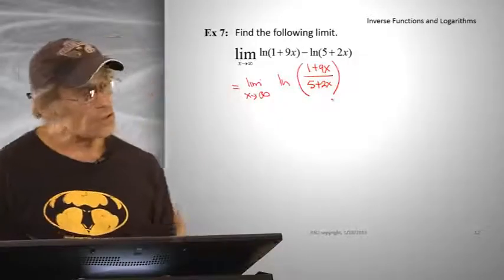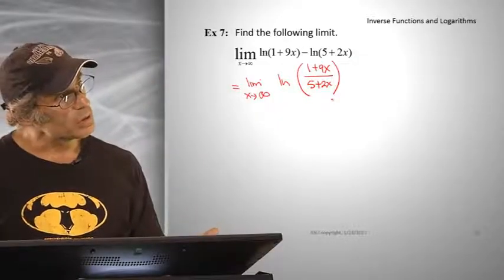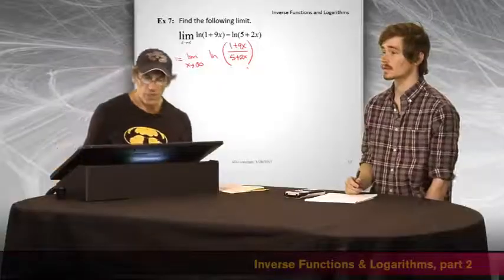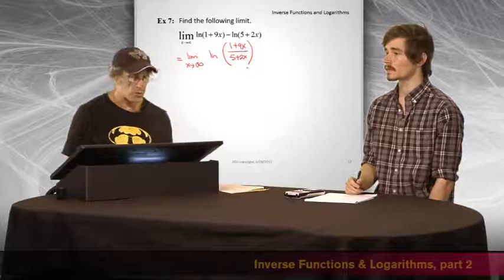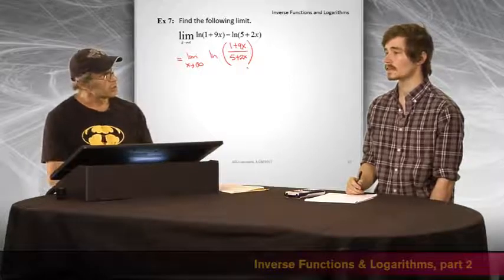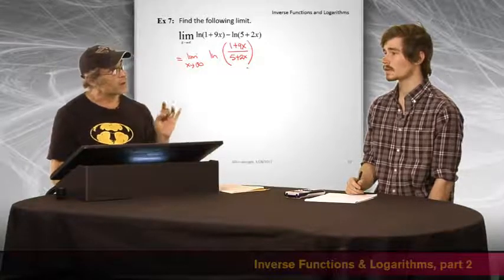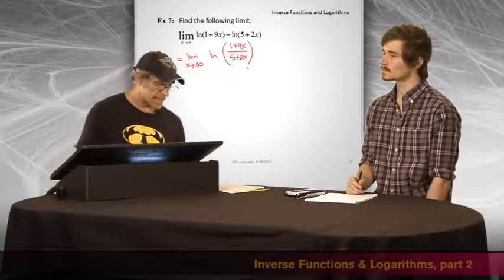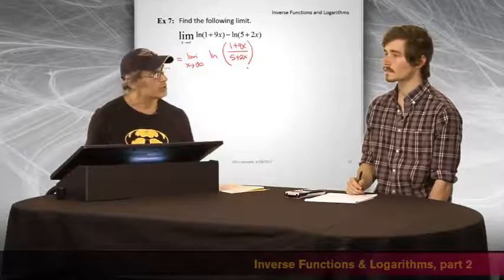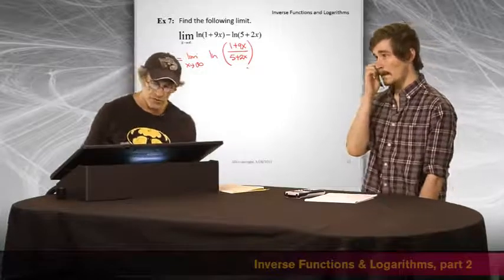Now, x is approaching what number? X is approaching infinity. So I have 1 plus 9x, that's shooting to infinity. I've got 5 plus 2x, that's shooting to infinity. That's too much for me to think about. So I'm going to divide everything through by the largest x in the denominator. Yes. So let's do that.